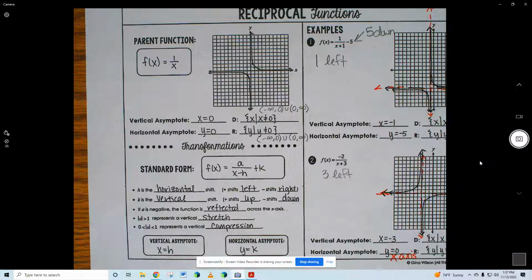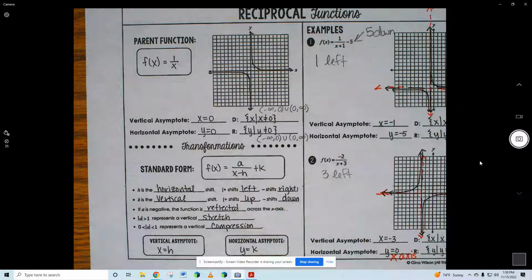So, horizontal, vertical. If A is negative, it's going to be reflected. That means across the x-axis, so this L shape would come down and this L shape would come up. There's also stretches and compressions possible that would make the L shape more elongated, or in the opposite direction become a little more inward. But we're not going to get too much into dealing with A.